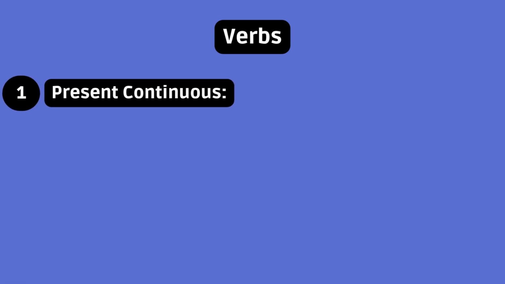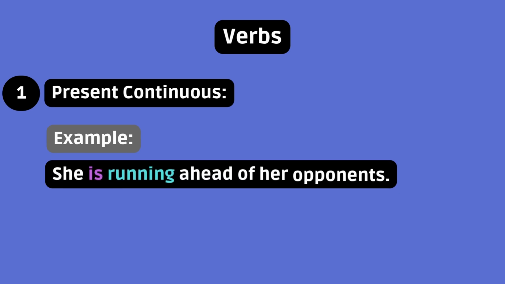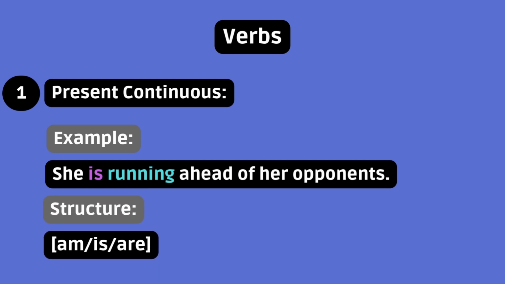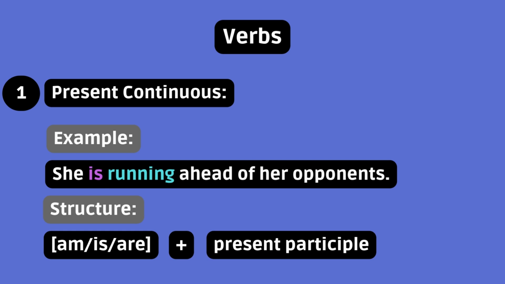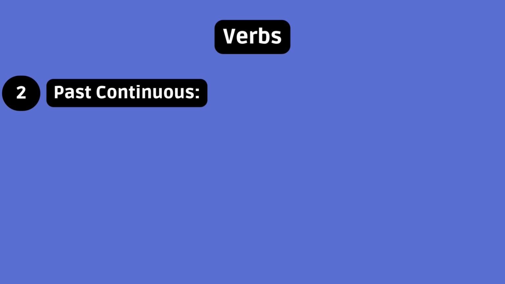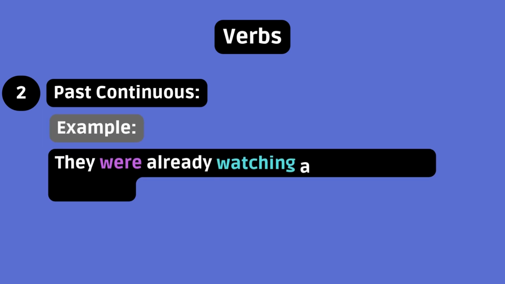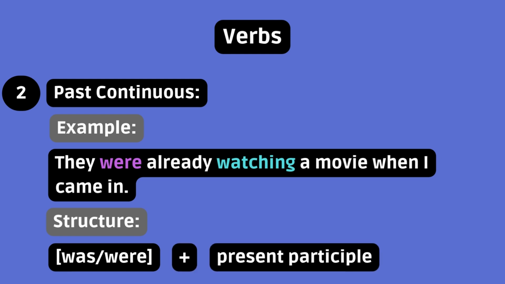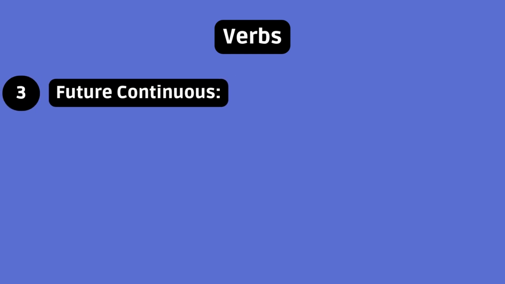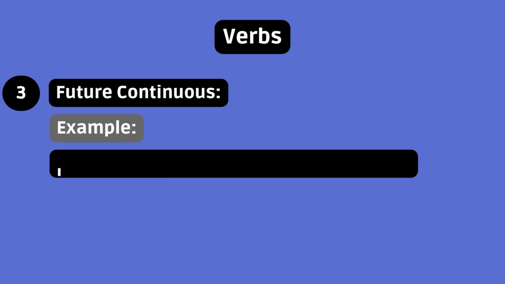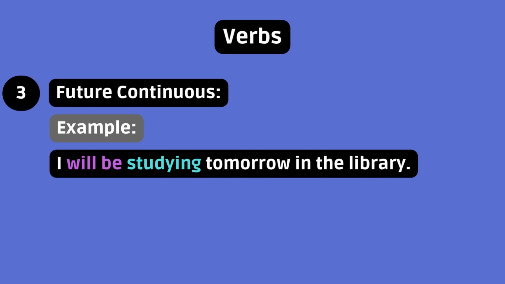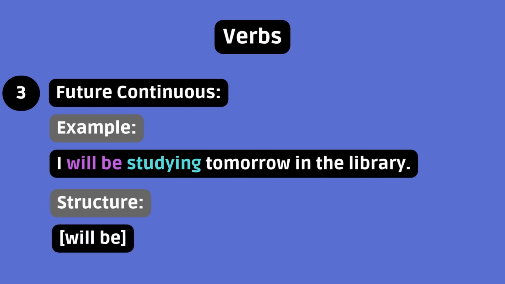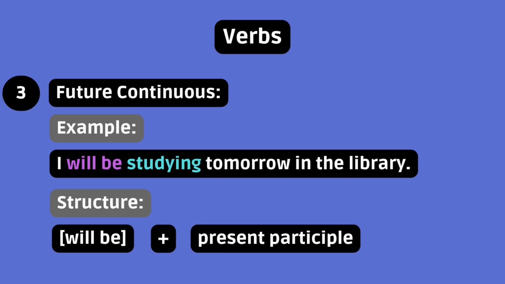Present continuous. Example: she is running ahead of her opponents. The structure is am, is, or are plus the present participle. Past continuous. Example: they were already watching a movie when I came in. The structure is was or were plus present participle. Future continuous. Example: I will be studying tomorrow in the library. The structure is will be plus present participle.